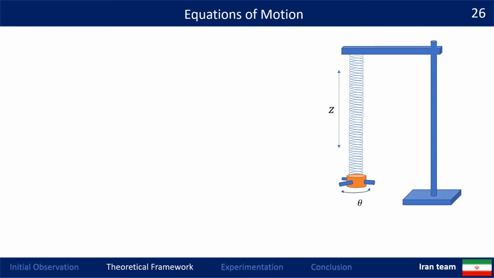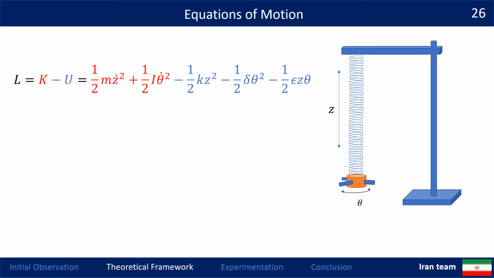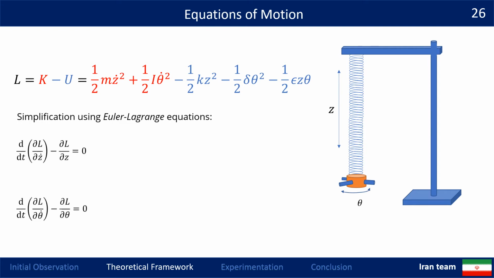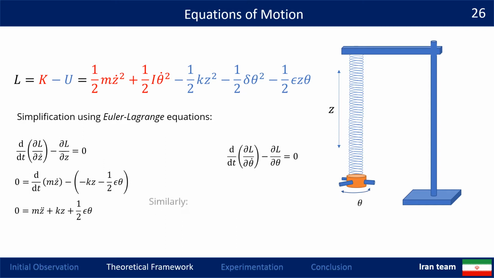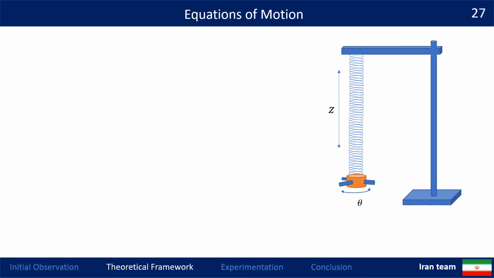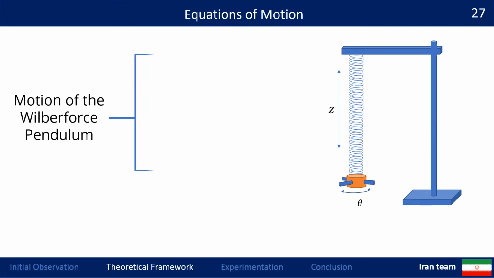Let us now write the equations of motion. The Lagrangian for the system is the kinetic energy minus the potential energy. We will now simplify the above equation using the Euler-Lagrange equations. And as can be observed, we will obtain two coupled differential equations which describe the motion of the system.